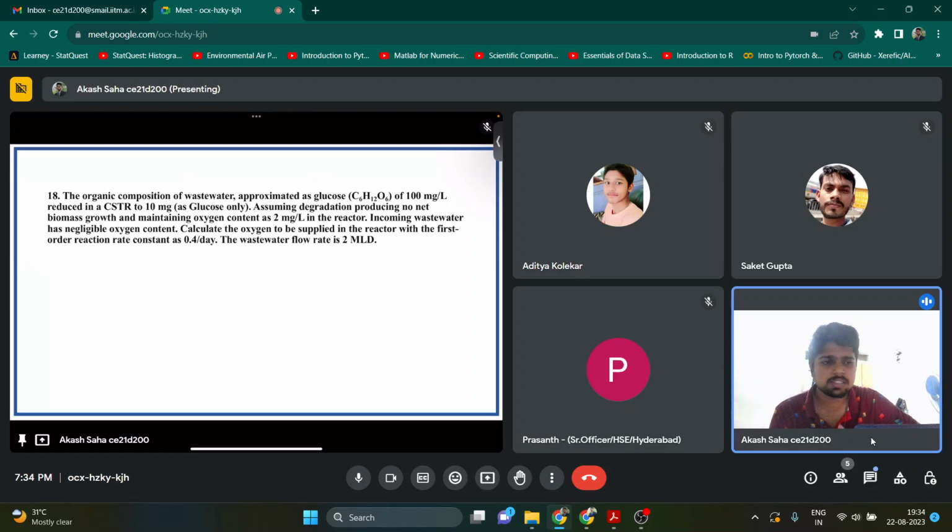So again, it's a simple question, we have to go from the basics. It's a CSTR, so some wastewater is put into the CSTR, and in that the wastewater BOD has to be reduced from 100 to 10 milligram per liter. We have to see it in terms of oxygen because we have to calculate the amount of oxygen that has to be supplied in the reactor, and 2 milligram per liter of oxygen has to be maintained in the reactor.